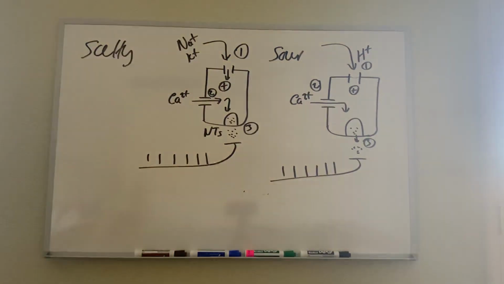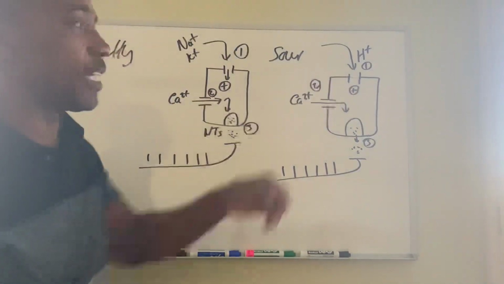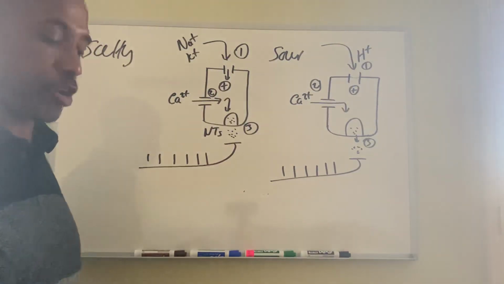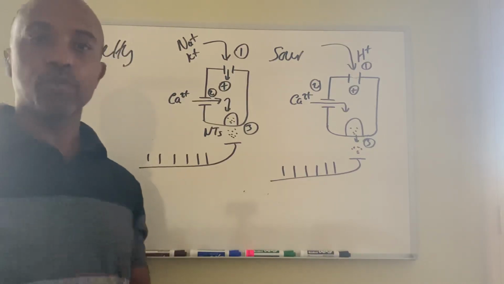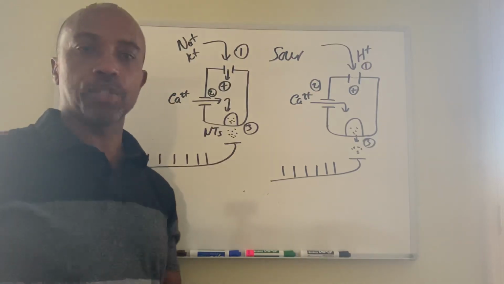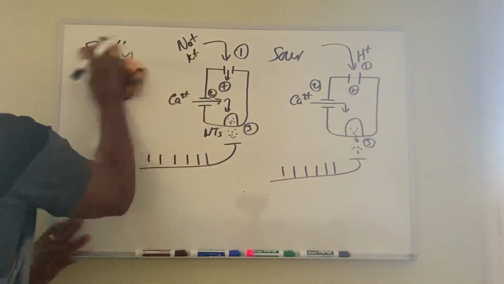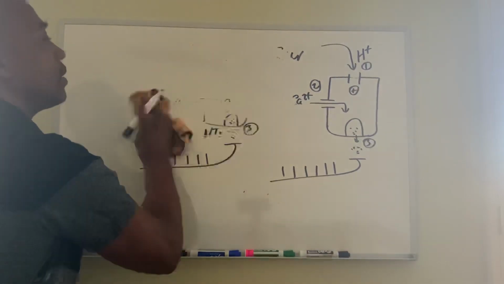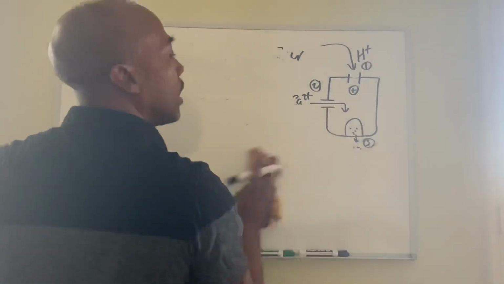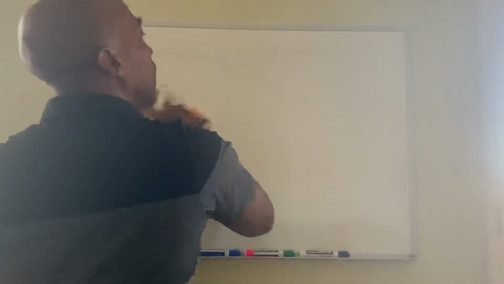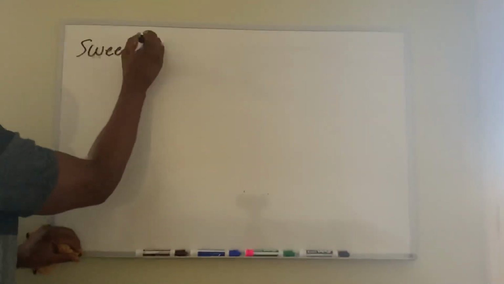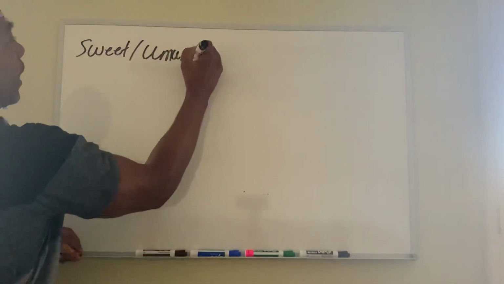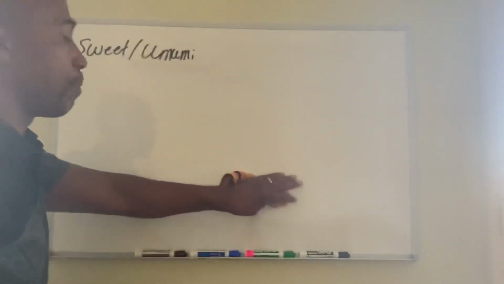So that's salty and sour, where these things act directly on the cell. They can enter the cell directly to trigger the effects. The next three taste sensations do not act directly. They act indirectly using what's called second messenger systems. So we'll look at that next. We begin with sweet and umami, which have similar mechanisms. Sweet and umami use similar pathways.